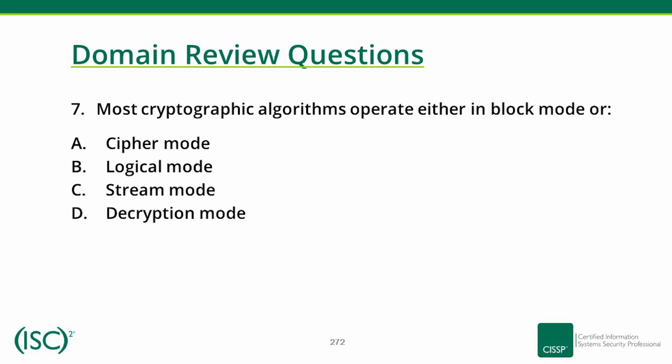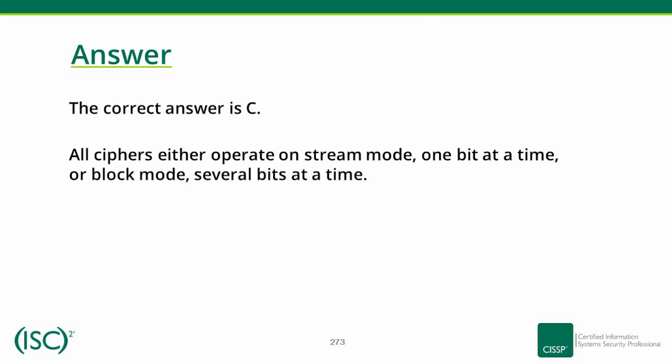7. Most cryptographic algorithms operate either in block mode or A. Cipher mode. B. Logical mode. C. Stream mode. D. Decryption mode. The correct answer is C. All ciphers either operate on stream mode, 1 bit at a time, or block mode, several bits at a time.